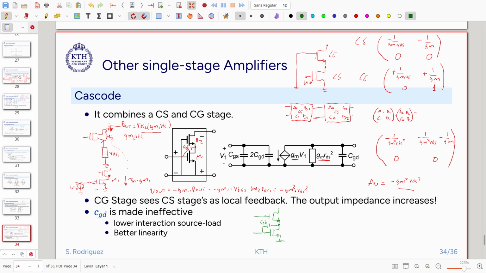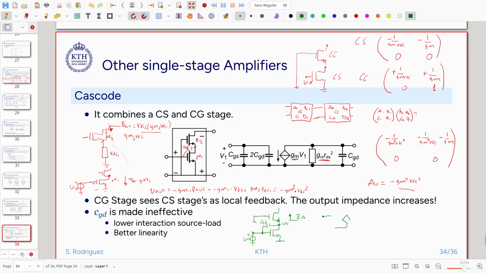CGD. Okay. So for the amplification that I have, I have a Vin here, to this node Vx, it is going to depend on the impedance that I see in this direction, Rin. So I need to calculate that impedance that I see in that direction. So let's do it very quickly.